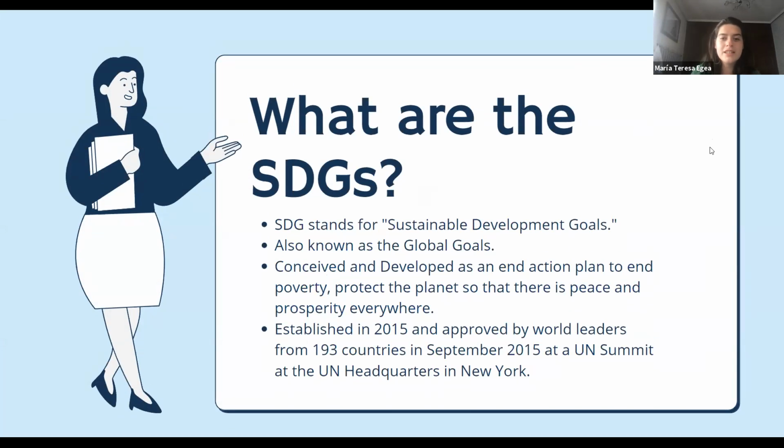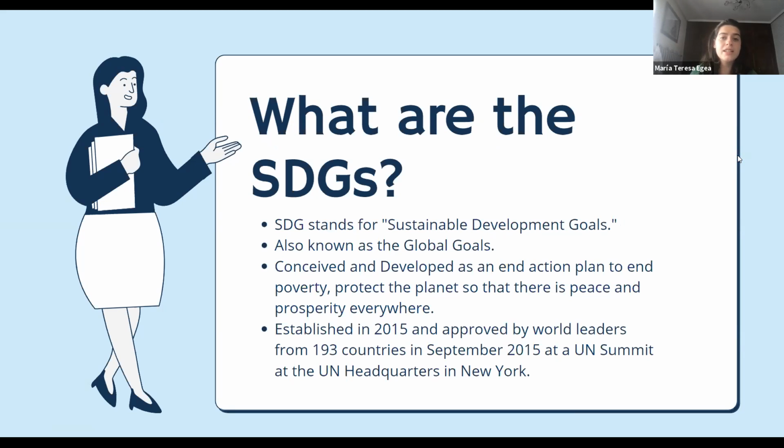What are the SDGs? The Sustainable Development Goals, also known as SDGs or the Global Goals, were adopted by the United Nations in 2015 as a universal call to action to end poverty, protect the planet, and ensure that by 2030, people all around the world enjoy peace and prosperity. The 17 SDGs are integrated, which means that they recognize that action in one area will affect outcomes in others, and that development must balance social, economic, and environmental sustainability.